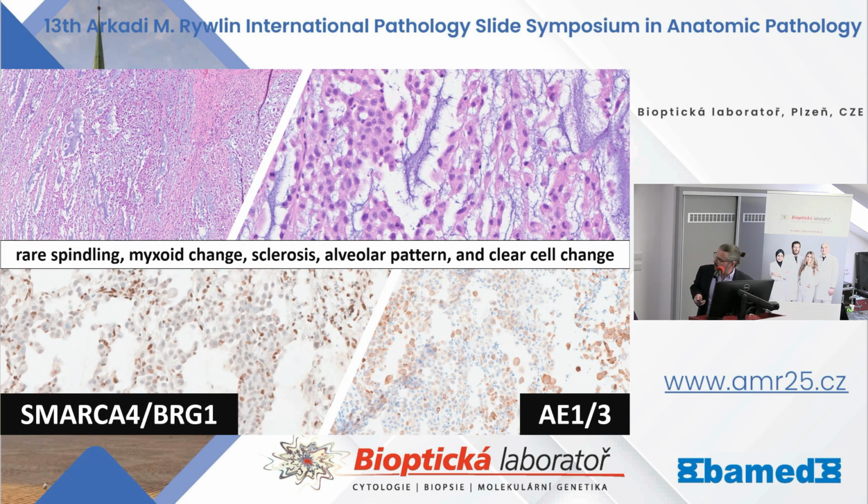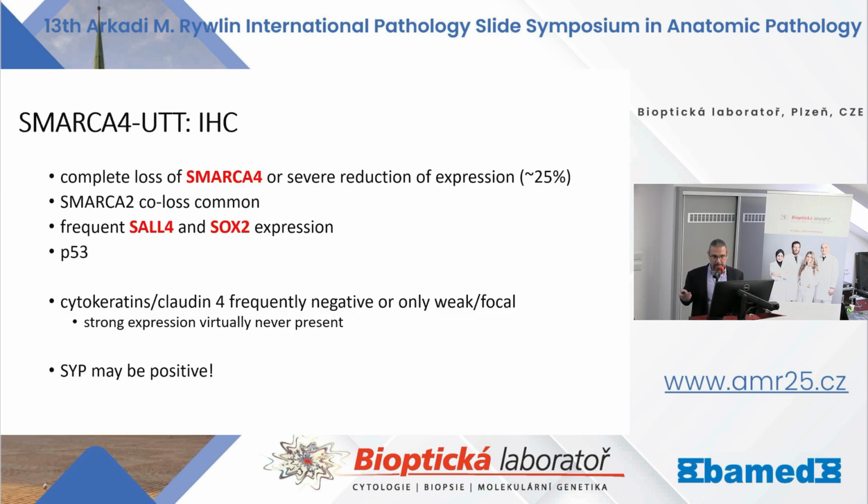So this is another example from our files with this little bit myxoid or mucinous background, showing this discohesive, again, almost rhabdo-like morphology. Some cases show more spindle cell aspect and sclerosis, or sometimes even alveolar pattern and clear cell change. So what's the typical immunoprofile, and what should you use if you have suspicion for that?